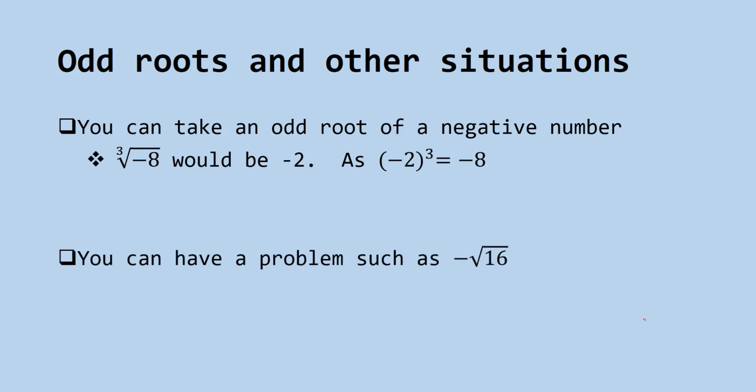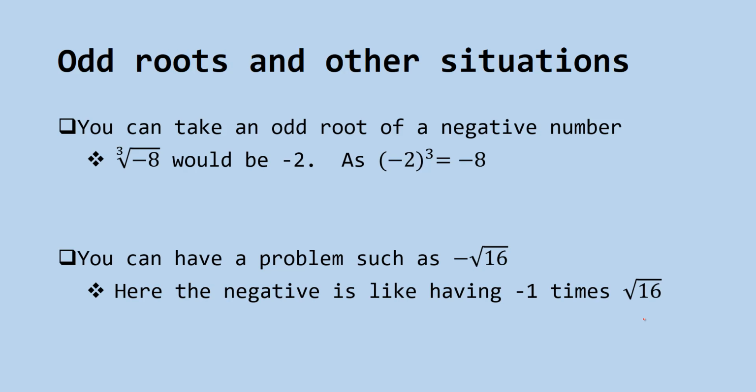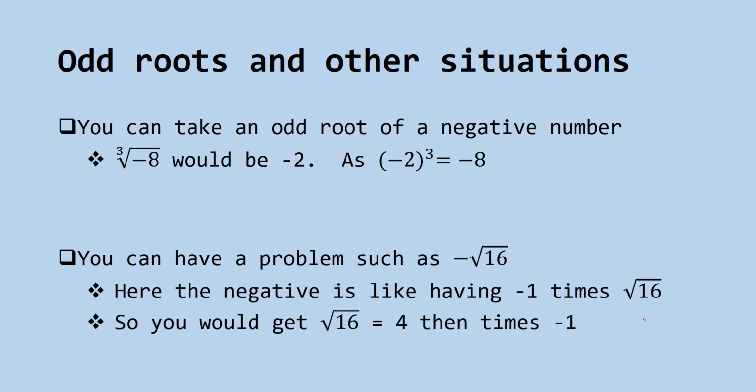You can have a problem such as the negative or opposite of the square root of 16. Here, the negative is like having negative 1 times the square root of 16. So you would get the square root of 16 is 4, and then times negative 1. So the final answer in this case would be negative 4.